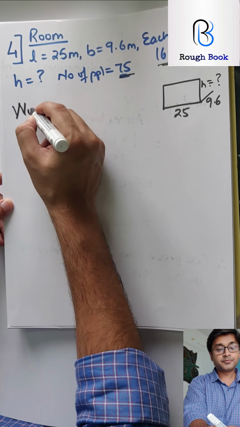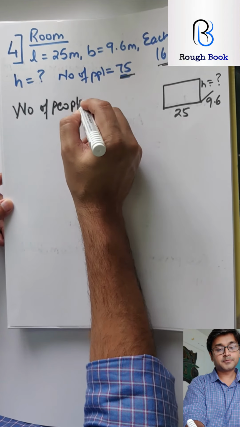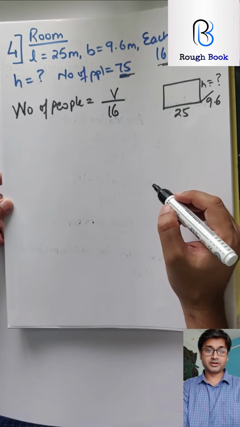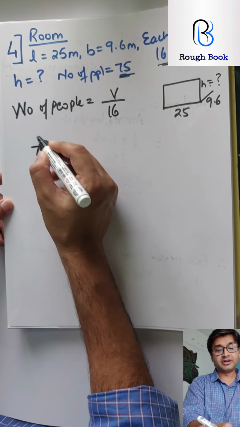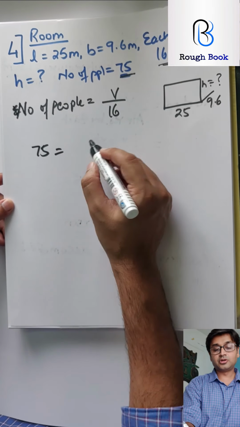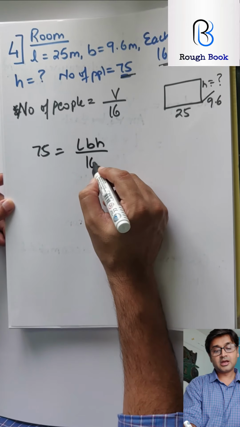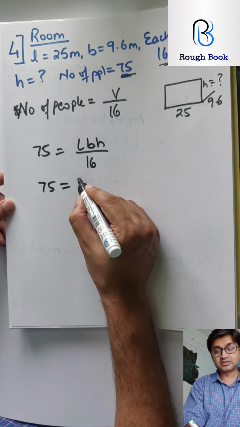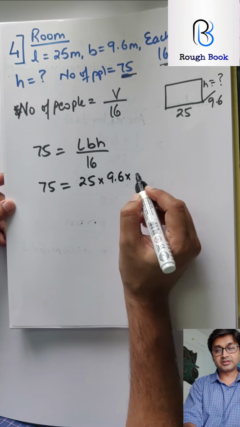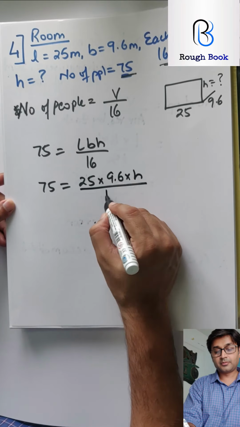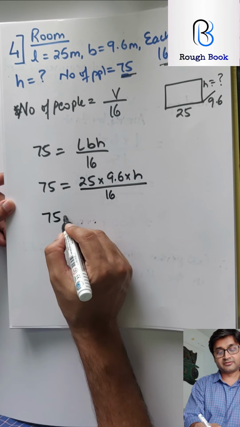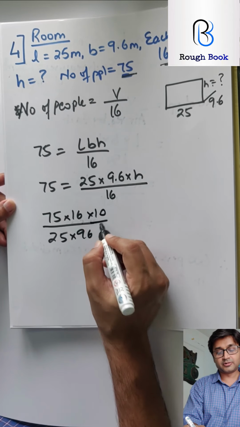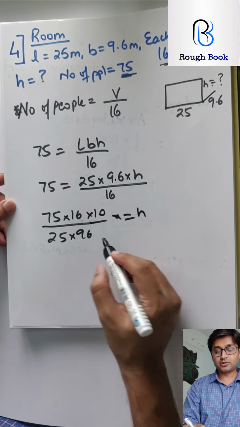Or let's stick to a basic formula. Number of people is equal to the total volume upon volume that each requires. So how many number of people? 75 is equal to the volume, so length into breadth into height upon each requires 16. So 75, length is 25, breadth is 9.6 and height is unknown upon 16. So cross multiply, 75 into 16, 25 into 96 into 10, because I removed one decimal, is equal to height.